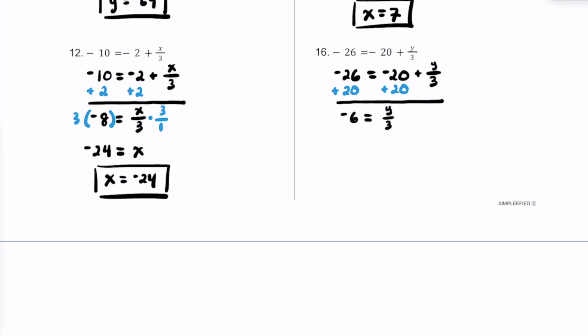Now we want y to be alone here, or have a coefficient of 1, and we can multiply both sides by 3. So if we do that on the left and right side, then 3 times negative 6 is going to be negative 18 on the left side of the equation. And on the right side of the equation, we're going to be getting 3y over 3, which these 3's would just cancel out to equal 1y, or just y. So in this particular problem, our solution is y is equal to negative 18.